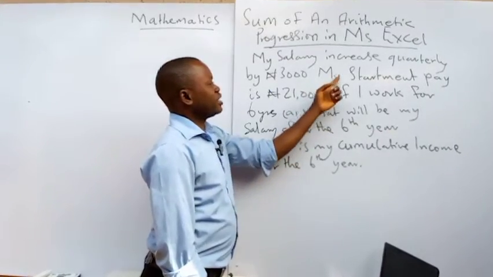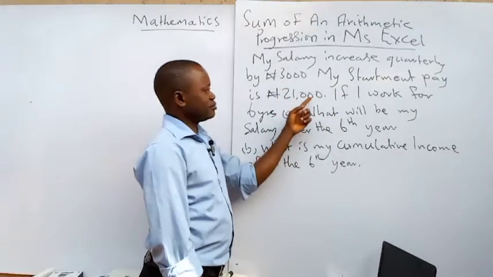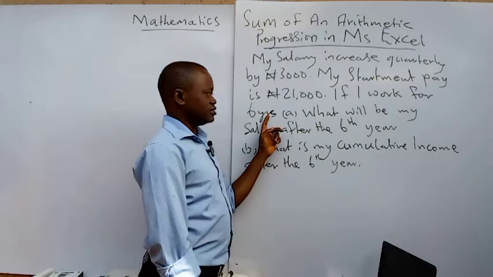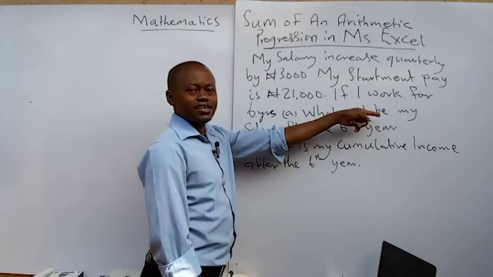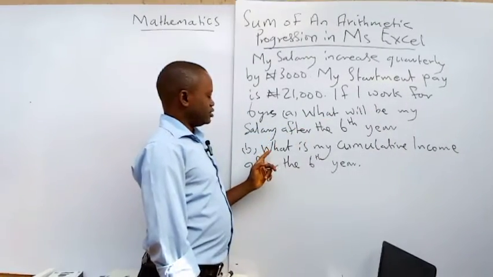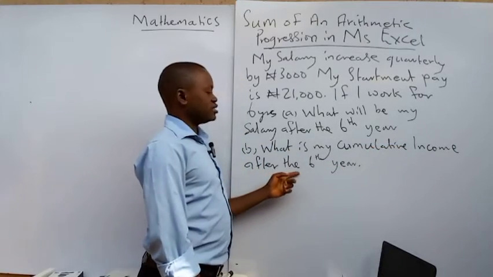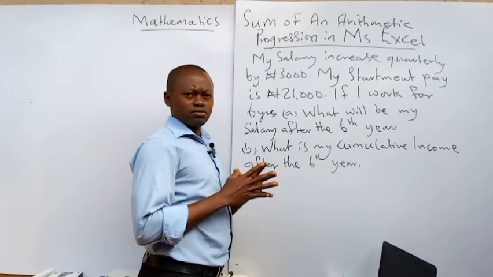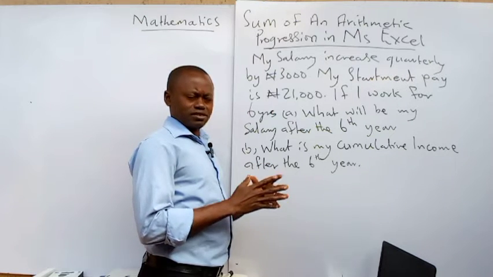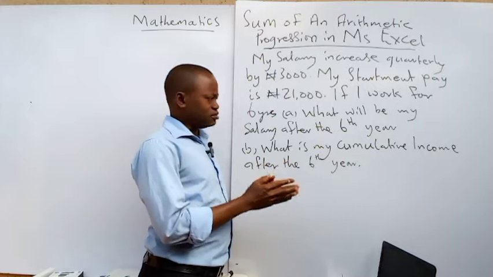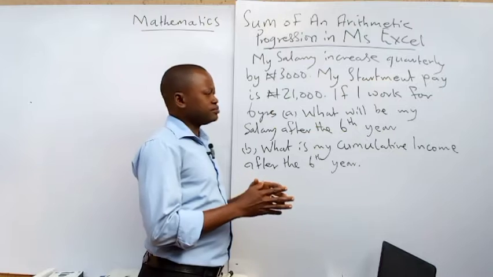It says my starting pay is 21,000 naira. If I work for 6 years, what will be my salary after the 6th year? Second question is, what is my cumulative income after the 6th year? Maybe this person has some kind of budget or plan, and has this as the starting pay. You can liken it to your own situation out there.